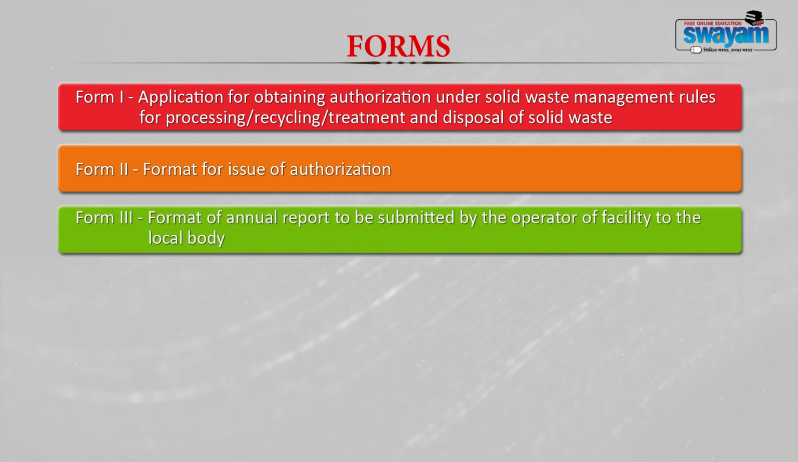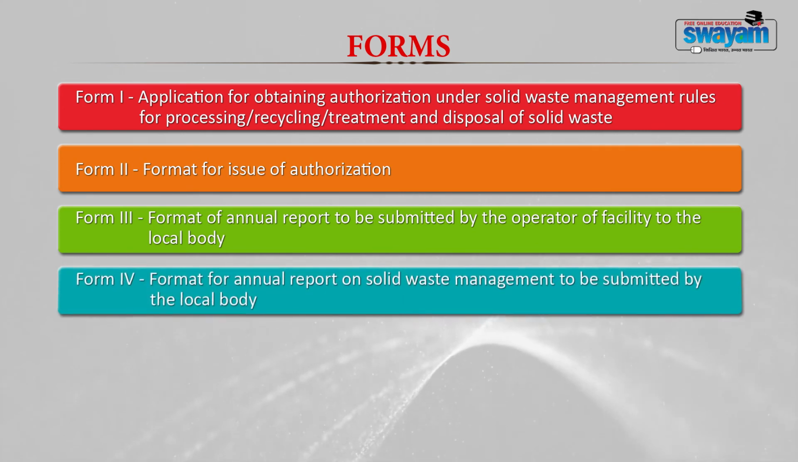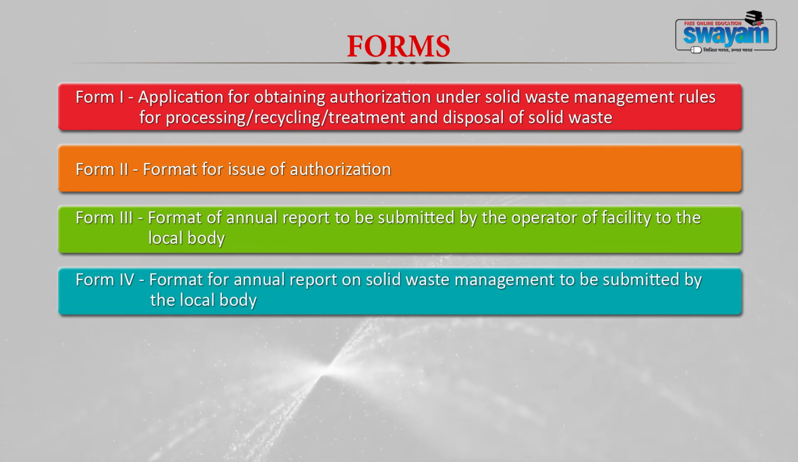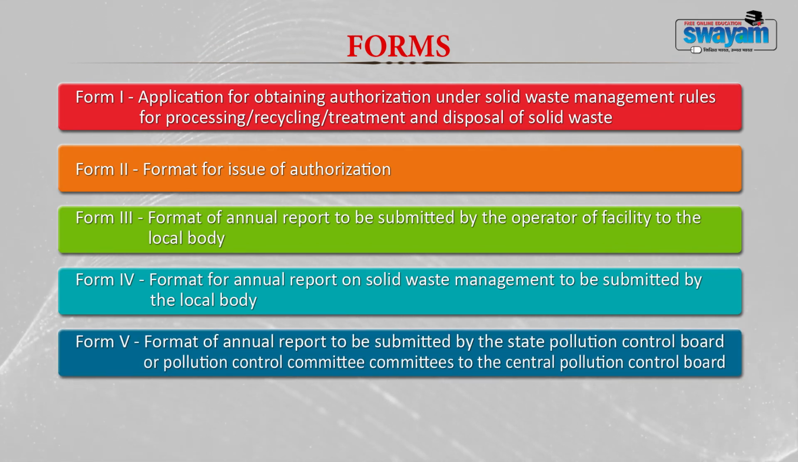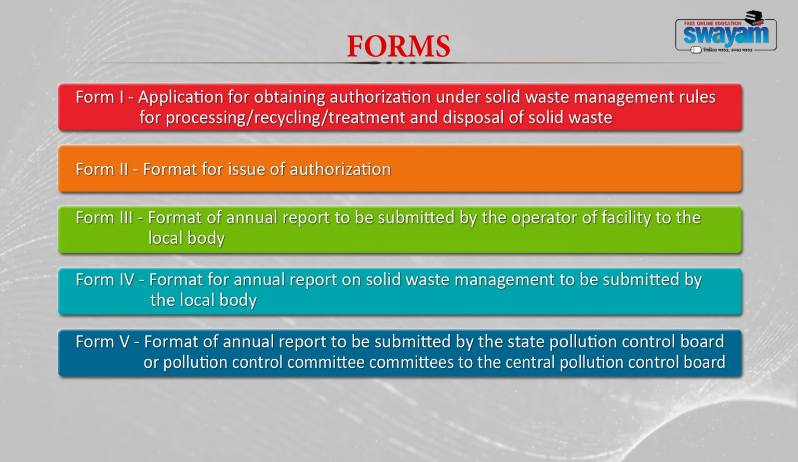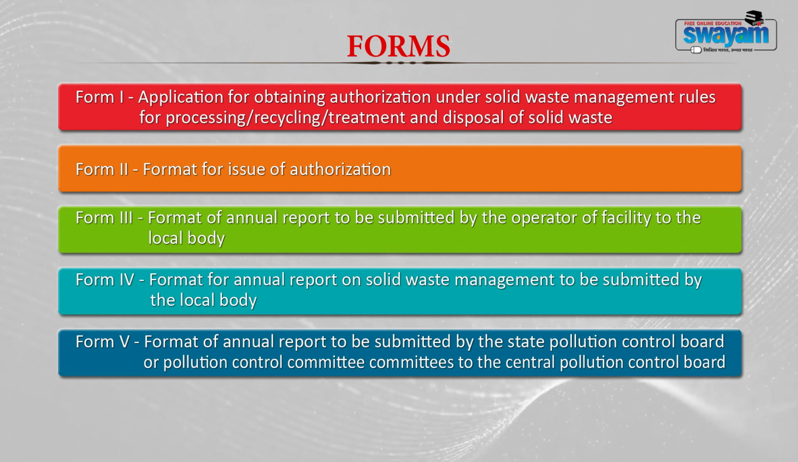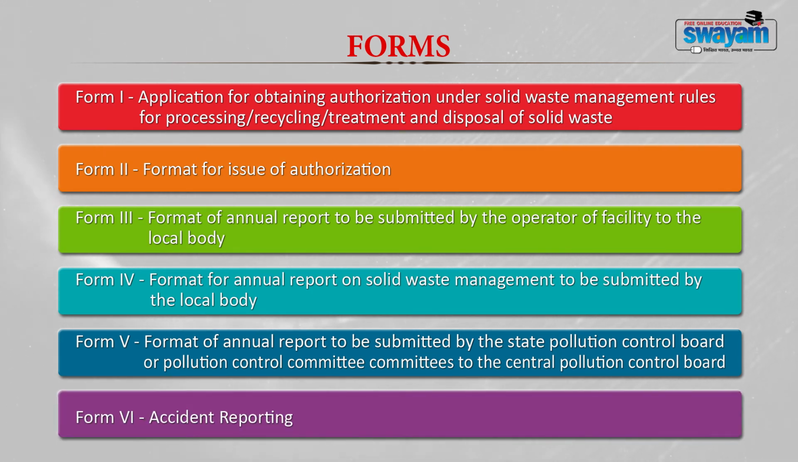Form 3 gives the format of the annual report to be submitted by the operator of a facility to the local body. Form 4 gives the format for the annual report on solid waste management that is to be submitted by every local body. Form 5 gives the format of the annual report to be submitted by the State Pollution Control Board or pollution control committees to the Central Pollution Control Board. Lastly, Form 6 talks about accident reporting.